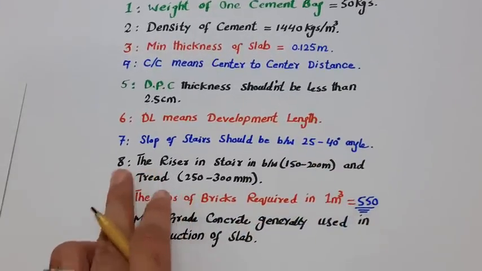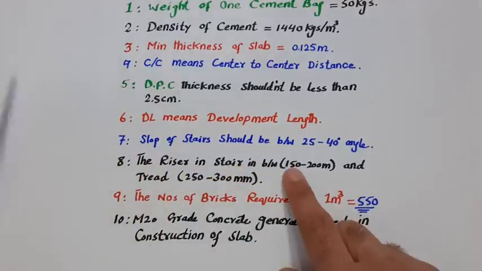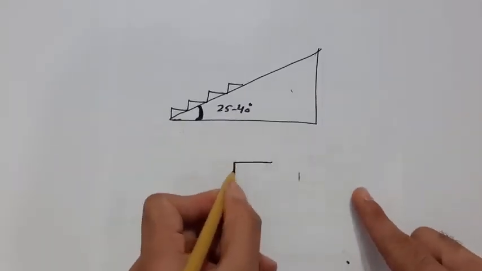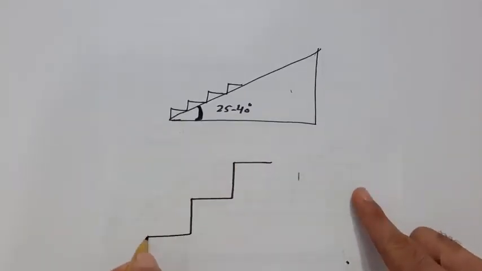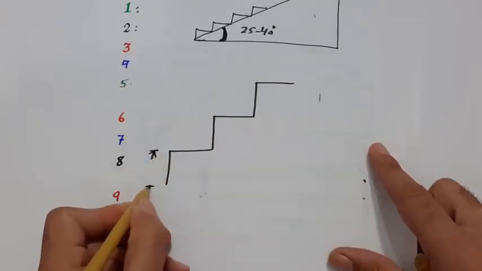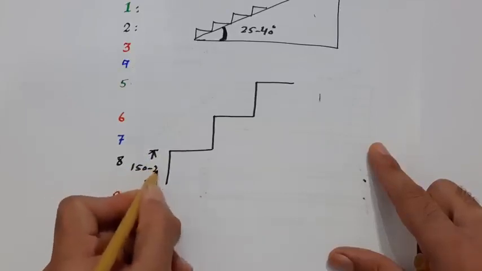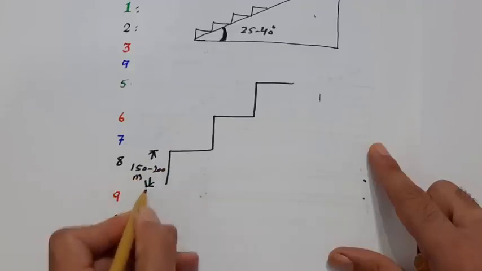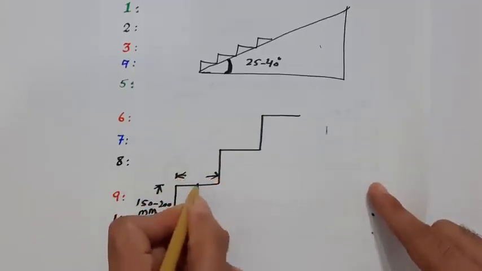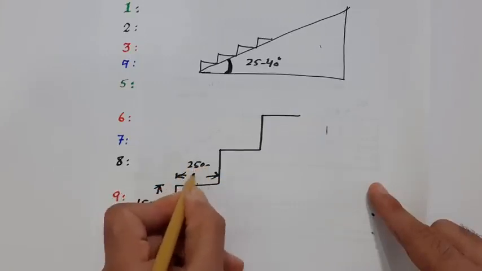Next one, guys, you can see here 8, the riser and tread of stairs. Riser means, as you can see, in the steps, this is called the riser, so it should be between 150 to 200 millimeters, this height. And the next one, this is called the tread, and the tread should be 250 to 300 mm.